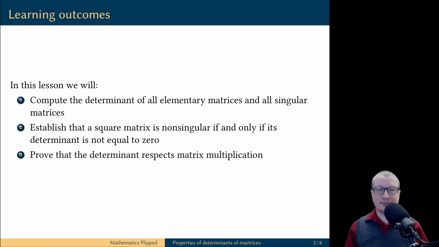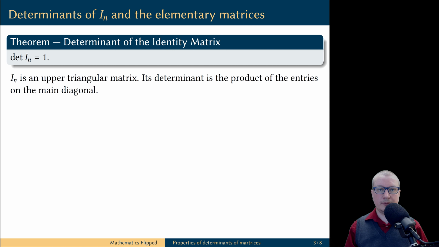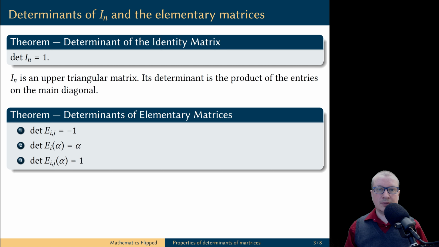Let's get started. First simple observation is that the determinant of the identity matrix is equal to 1. That is because the identity matrix is in upper triangular form, and we already discussed that the determinant of a matrix in upper triangular form is equal to the product of its entries on the main diagonal. This allows us to compute the determinants of all elementary matrices.